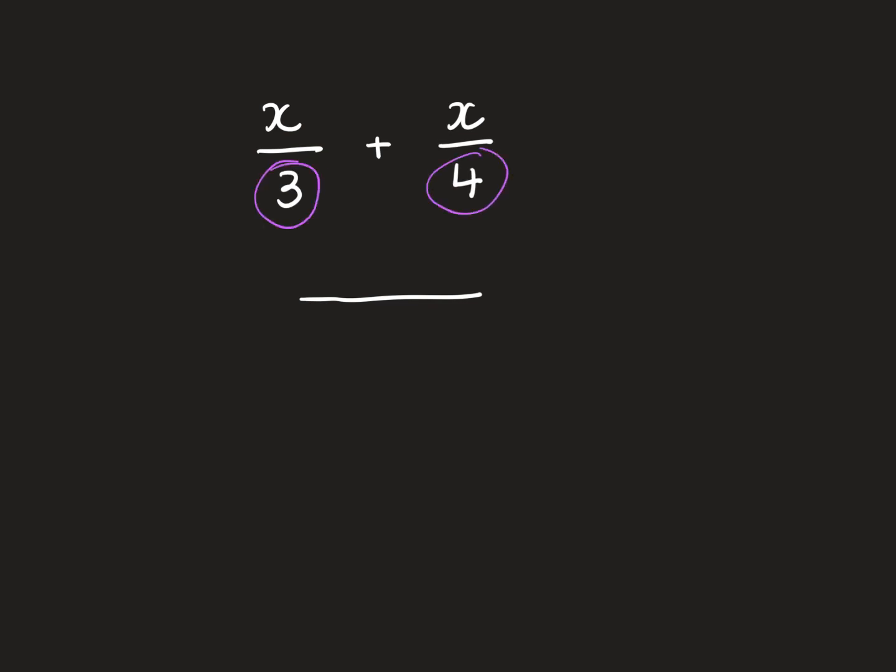Now another way that you can think of that is like this. X over 3 plus x over 4. My new denominator is going to be 3 times 4, which is 12, and then I say that times that, 4 times x is 4x, plus that times that, 3 times x is 3x, and that will give me 4x plus 3x is 7x over 12.